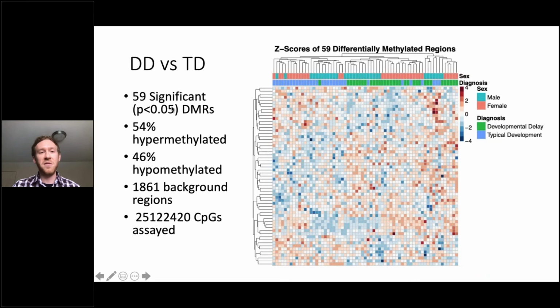We only get 59 significant DMRs, but none of them pass the extra FDR correction overall. And we see a relatively even split of hypermethylated and hypomethylated too, although a bit more of a shift to hypermethylated. And there are much fewer background regions because there's really not a lot of change to test. This is still coming from over 25 million CpGs that we could assay. What you'll notice is this heat map does look very different from the other Down syndrome contrast, just because it's not able to cluster the samples as well and really reflects the heterogeneity of the developmental delay.